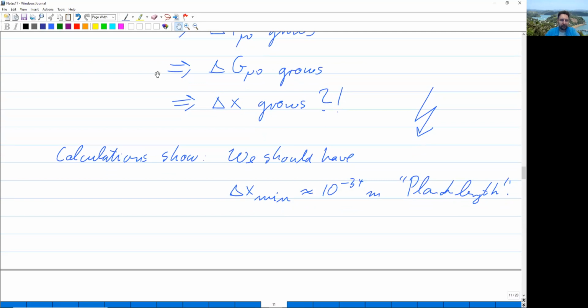That means that gravity can interfere with the uncertainty principle. But that would mean that gravity could interfere with the equation that delta x is larger or equal to h bar over 2 delta p. Remember, that was the uncertainty principle here. Delta x, delta p.